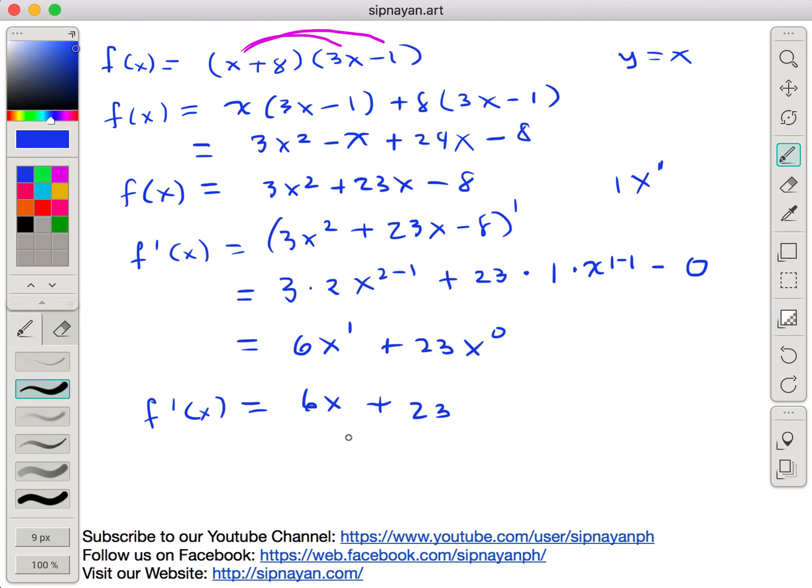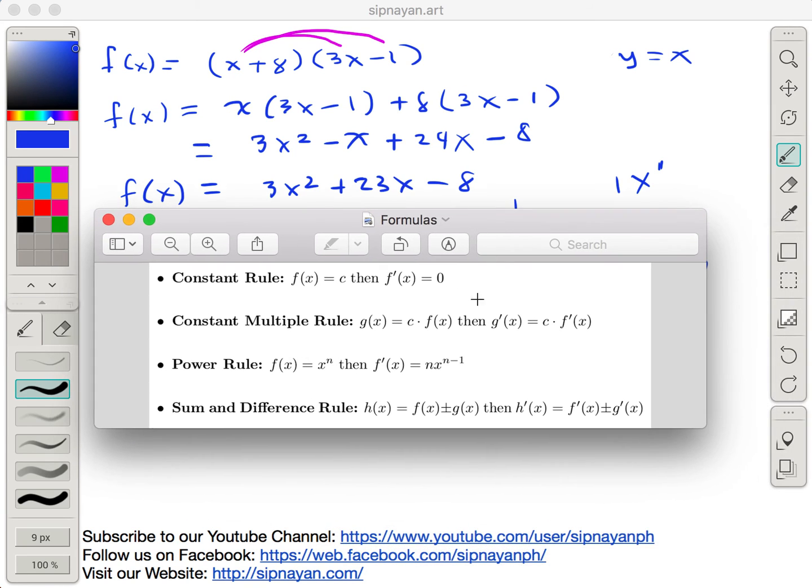Ang ibig sabihin niyan, this is the slope, no, of the function. The function f of x equals 3x squared plus 23x minus 8. Huwag natin laging kalimutan na ang derivative ay slope, no? Slope of the function. Okay, so that's it. Nakita nyo, pwede natin gamitan to ng product rule, by the way. Pag-aaralan natin yan after nitong exercises, no? But as of now, ang ginamit lang natin ay yung mga rules na napag-aaralan natin.